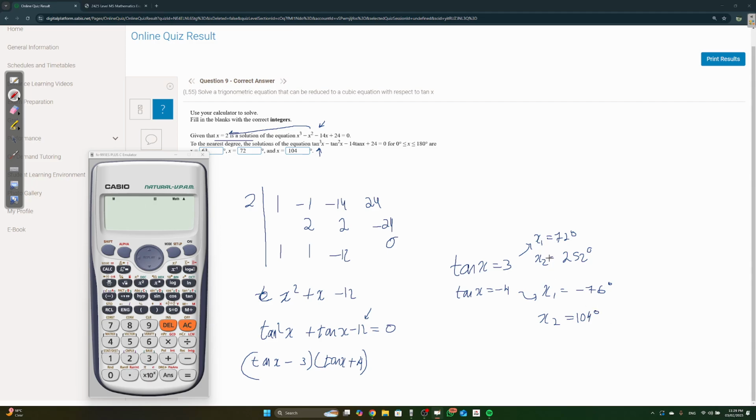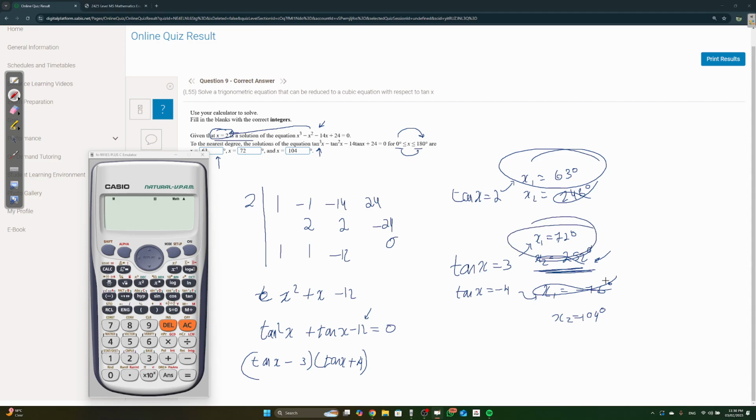Okay, so over here, obviously 252 doesn't work because our restrictions are between 0 and 180. 104 doesn't work either. Negative 76 doesn't work because it's not between 0 and 180. You might think there's no third solution, but don't forget, they said x equals 2. So tan x is also equal to 2. When you do shift tan of 2, you get 63 degrees. And 180 plus 63 gives 243 degrees, which isn't in the solutions because it's not between 0 and 180. So you're going to get these three solutions.